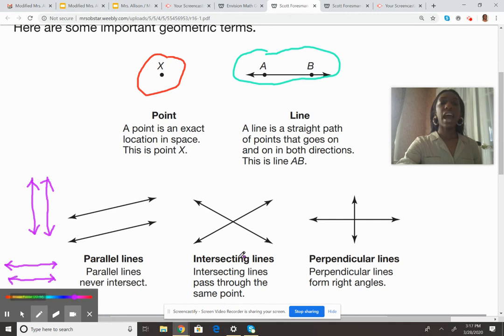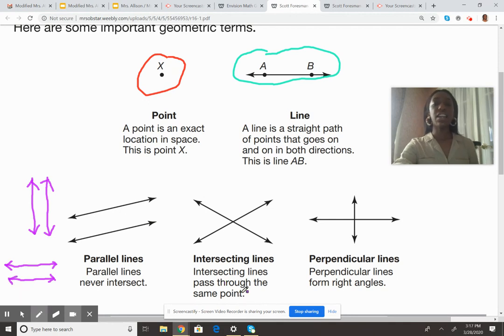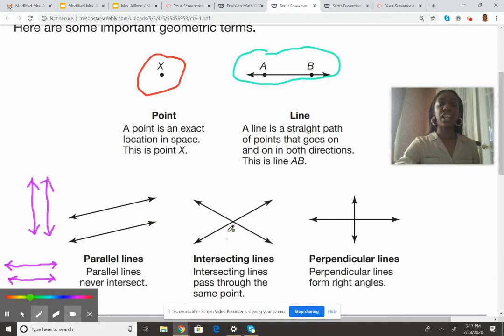Next, we have intersecting lines. Intersecting lines pass through the same point. So we know that intersecting lines share that common point, as you can see right here. And I can label this point A.